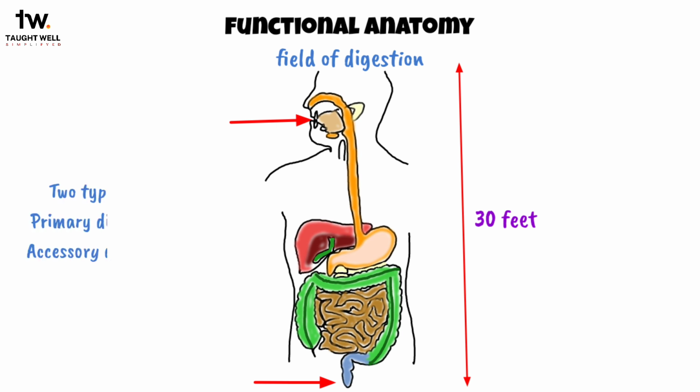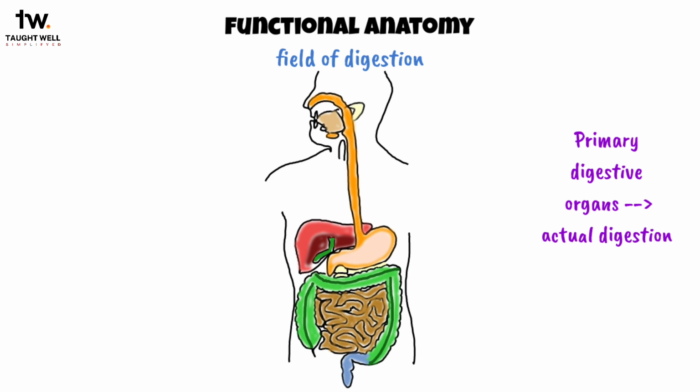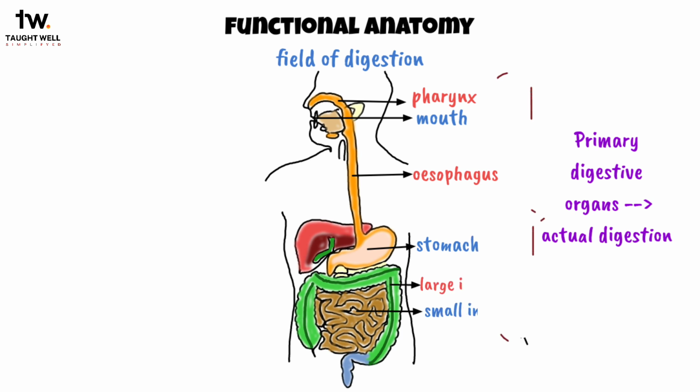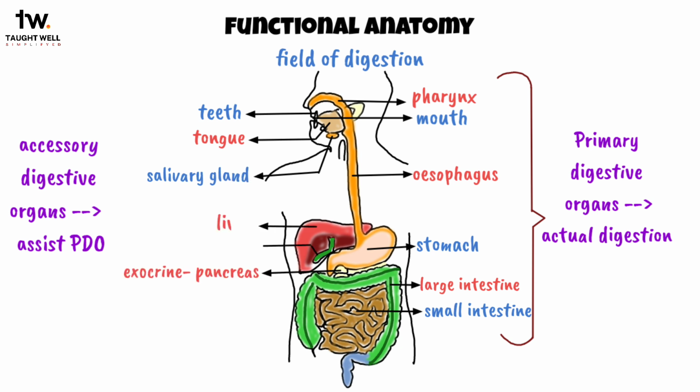The GI tract is formed by two types of organs, primary digestive organs and accessory digestive organs. The primary digestive organs are the organs where actual digestion takes place. These include the mouth, pharynx, esophagus, stomach, small and large intestine. The accessory digestive organs are those which assist the primary digestive organs in the process of digestion. They include teeth, tongue, salivary glands, exocrine part of pancreas, liver, and gallbladder. Now, we will study each of these organs along with their specialized function in other videos.